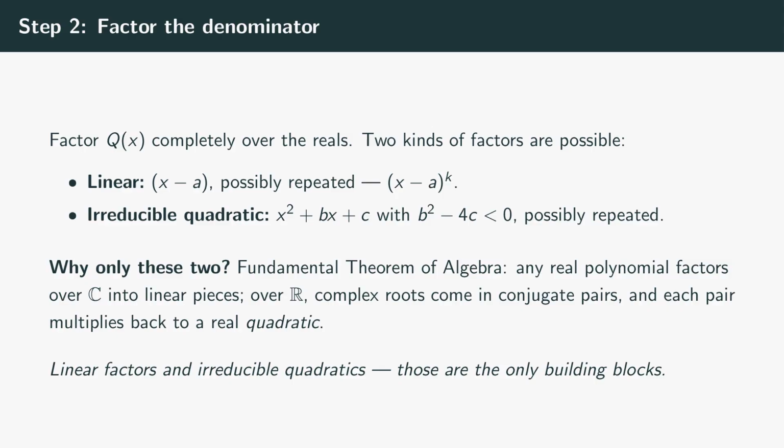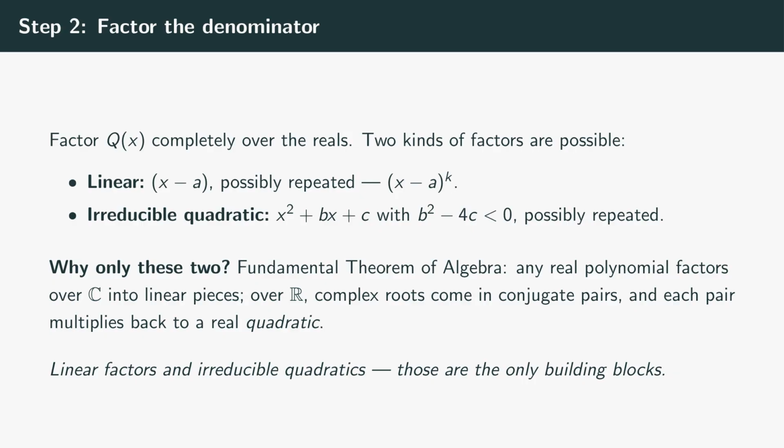Step 2. Factor the denominator completely. Now, over the real numbers, every polynomial factors into exactly 2 kinds of irreducible pieces: linear factors, the quantity x minus a, and irreducible quadratics, x squared plus bx plus c, with negative discriminant. The discriminant, b squared minus 4c, being negative means the quadratic has no real roots. It can't be split further over the reals.